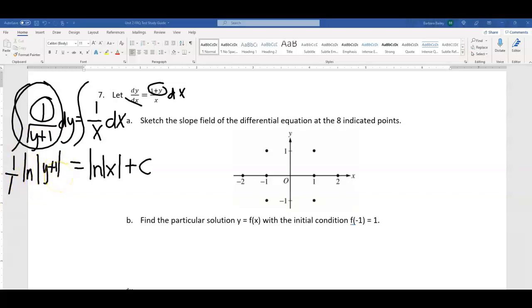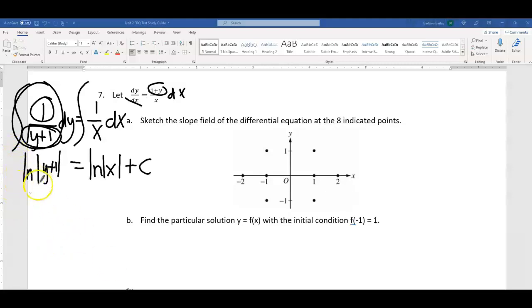Now that shortcut only works when you have a linear function on the bottom, like an ax plus b, or in this case an ay plus b. But those are actually pretty common, and so it's nice to have a shortcut for them to save us some time. But if you can't remember the shortcut, then just go for it and do the u sub.